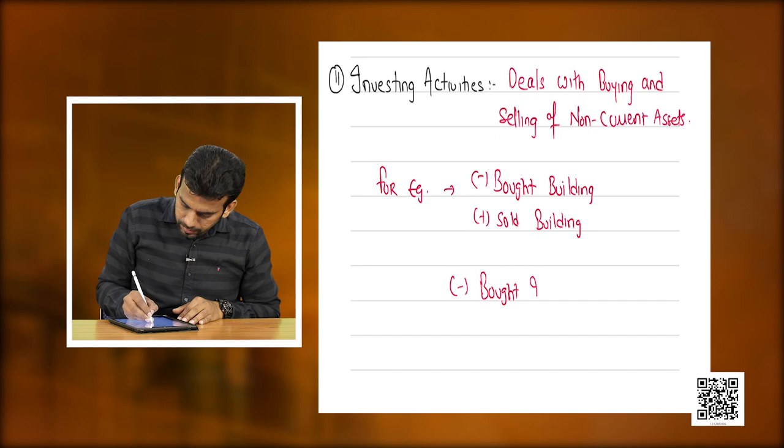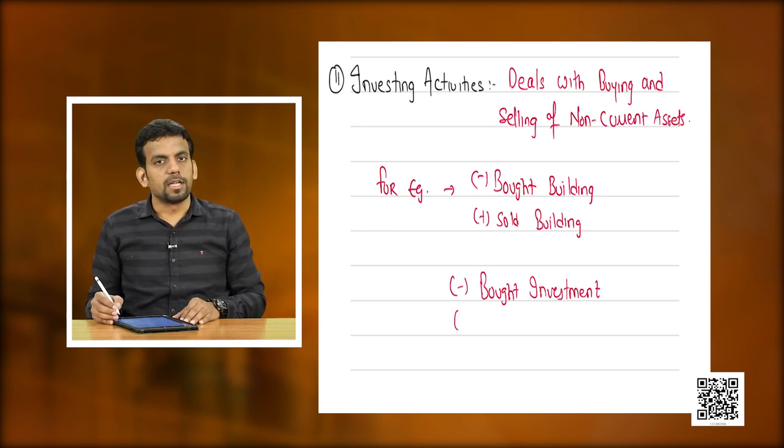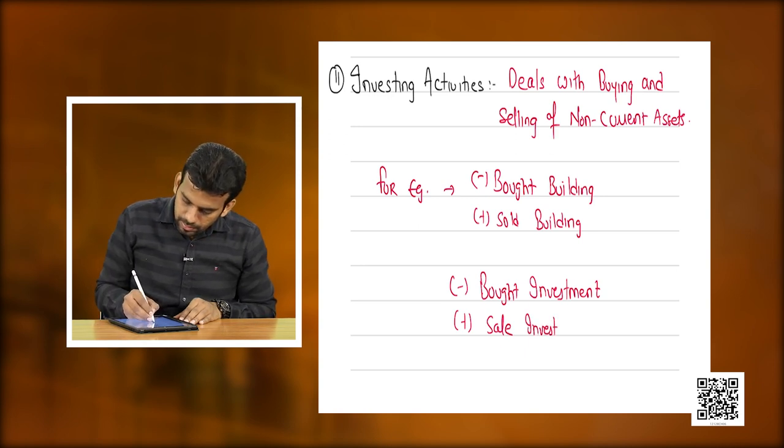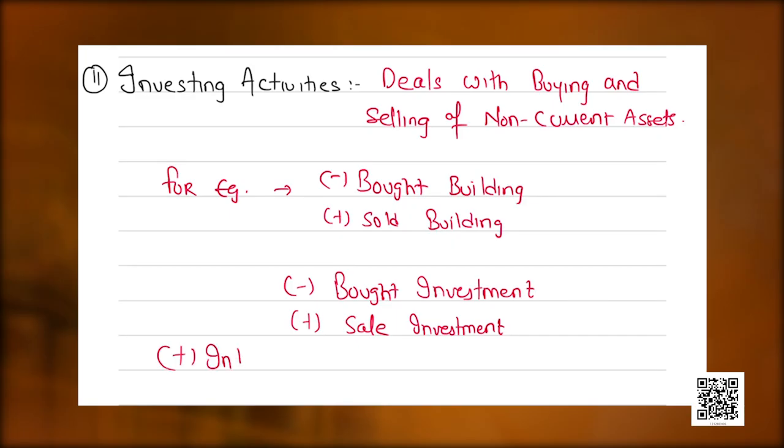Bought investment would make an outflow, it would be deducted. But if you sell such investment, it would be added. In the same way, if you get some interest or dividend from these investments, it's an inflow in your company. Any kind of interest or dividend received would be added in investing activities.